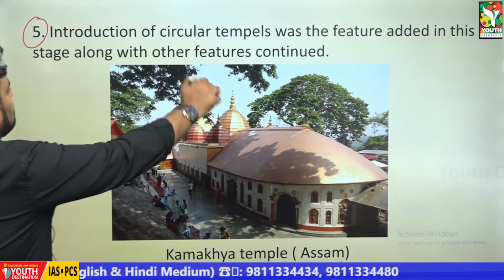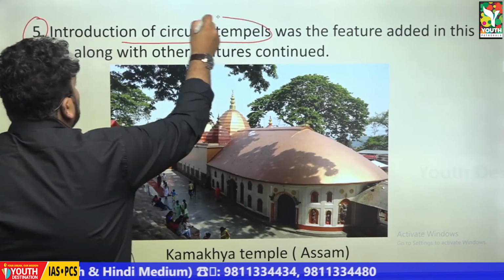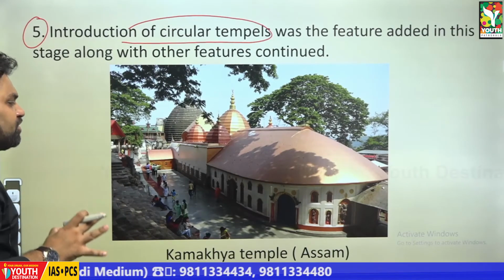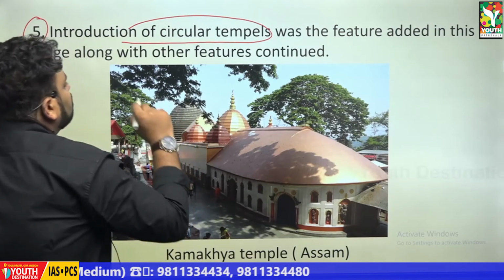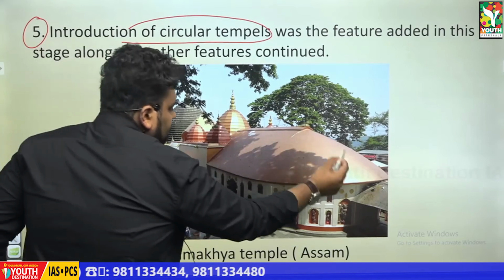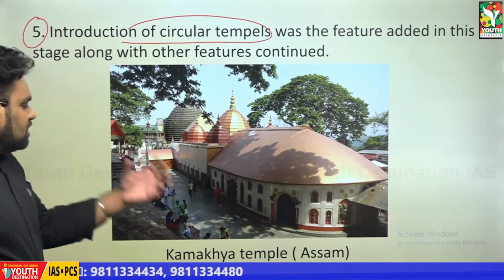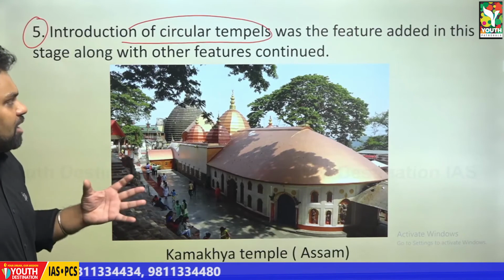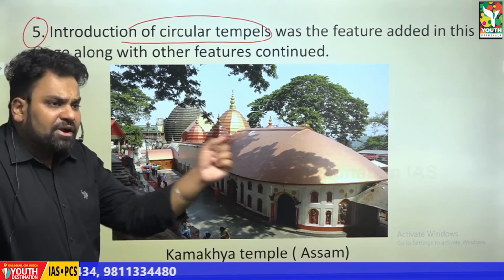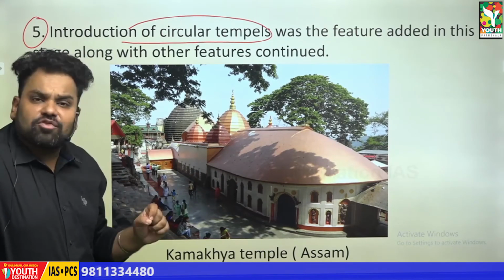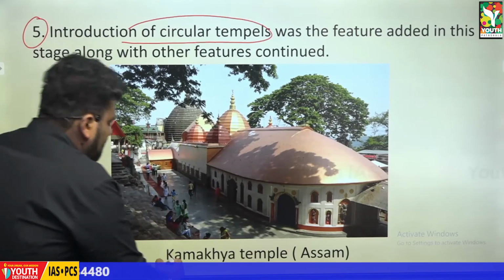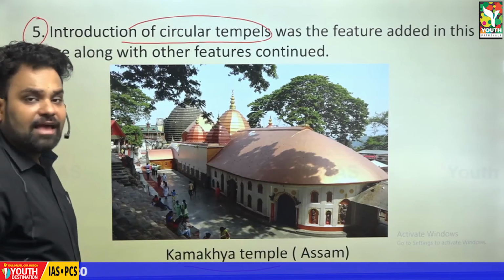So iske andar kya hai? Now, there was a new style of introduction. So there was a new style of temple construction which came to be introduced in the fifth stage, and that was known as your circular temples. As you can see, the circular temples began to be developed, right? Up till now, the temples are square, they were rectangular, but now a new feature was added, which was known as the circular temple. And the best example of this is Kamakhya temple in Assam.